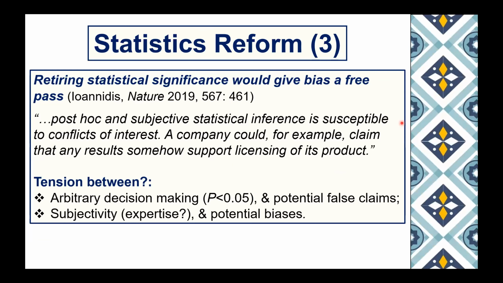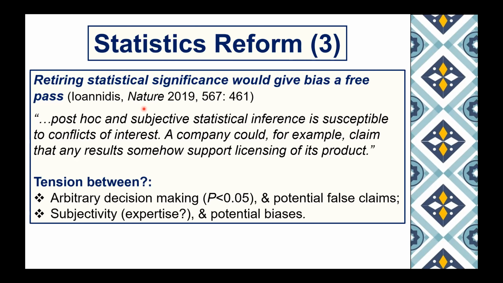What is interesting is that there has been some opposition to retiring statistical significance, from Ioannidis, whose name I can never pronounce. He argued that retiring statistical significance would give bias a free pass, and that post hoc and subjective statistical inference is susceptible to conflicts of interest. Obviously, making comments about the magnitude of the effects after you have collected the data is going to be prone to bias, possibly, or conflicts of interest. A company could, for example, claim that any results somehow support licensing of its product.